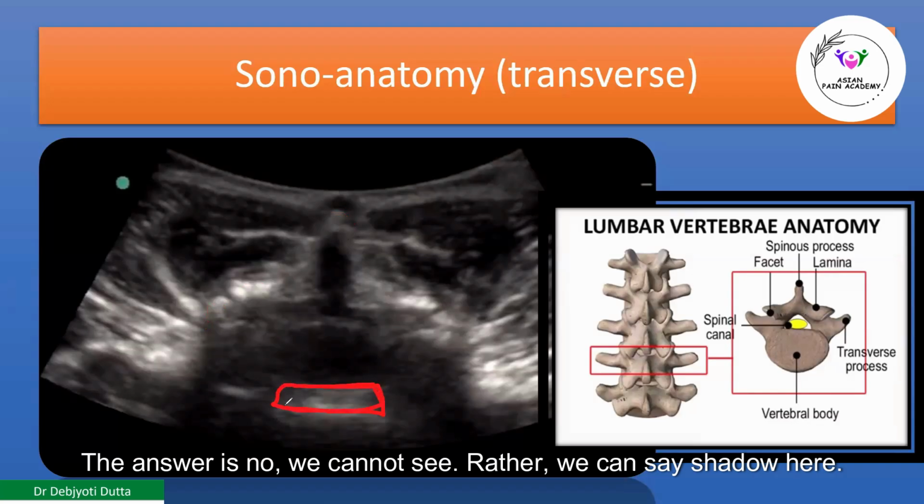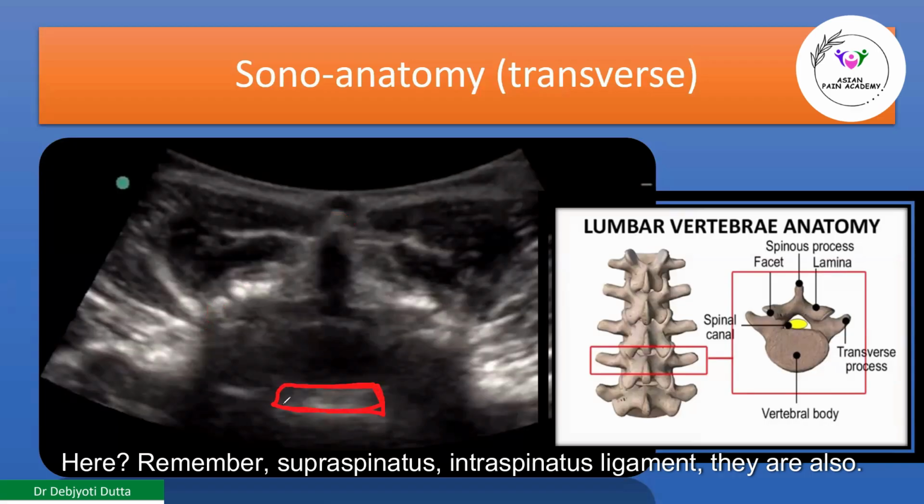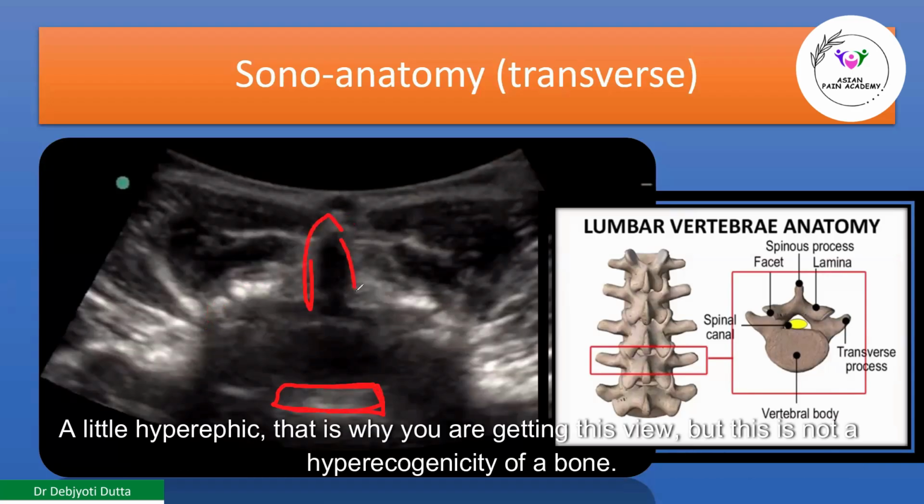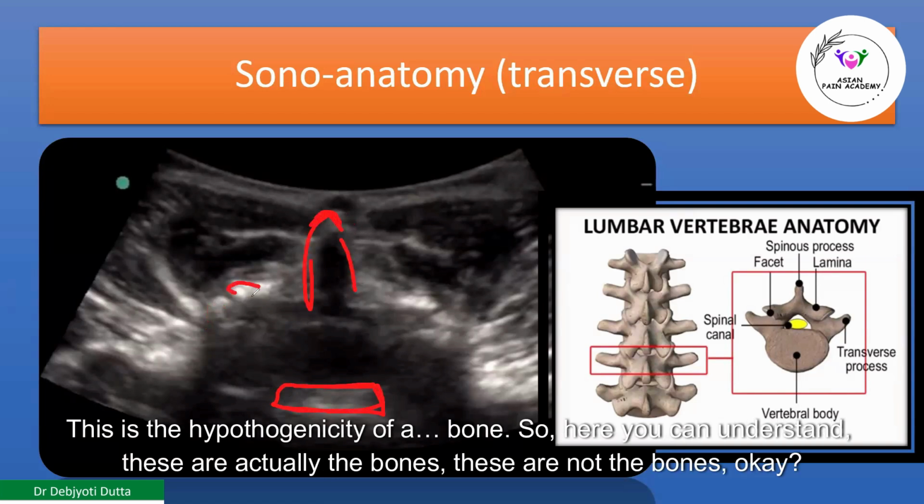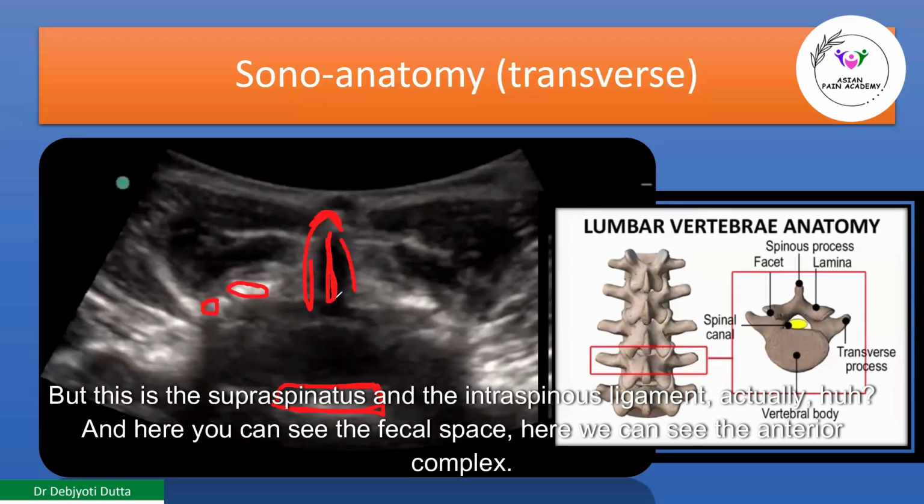Remember, the supraspinous and interspinous ligaments are also a little hyperechoic. That is why you are getting this view. But this is not the hyperechogenicity of a bone. This is the hyperechogenicity of a bone. So here you can understand these are actually the bones. These are not the bones. So this is the supraspinous and the interspinous ligament actually.